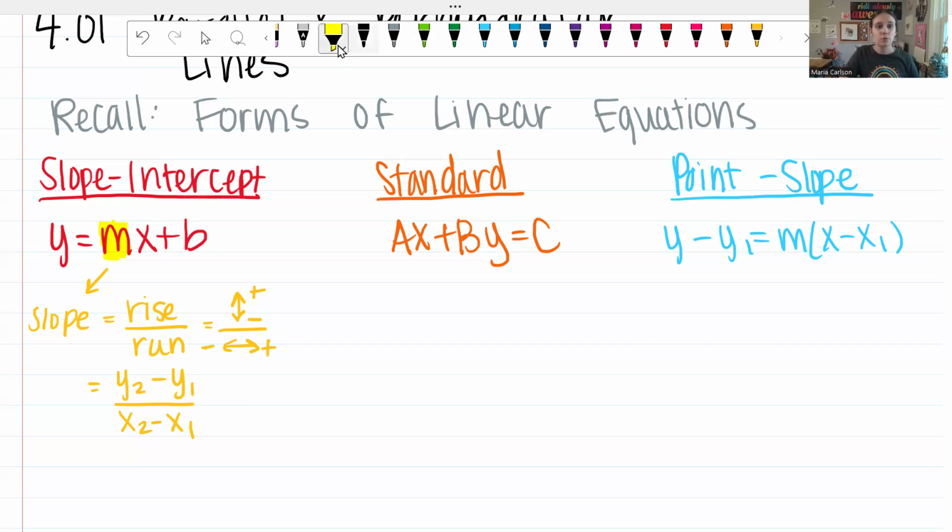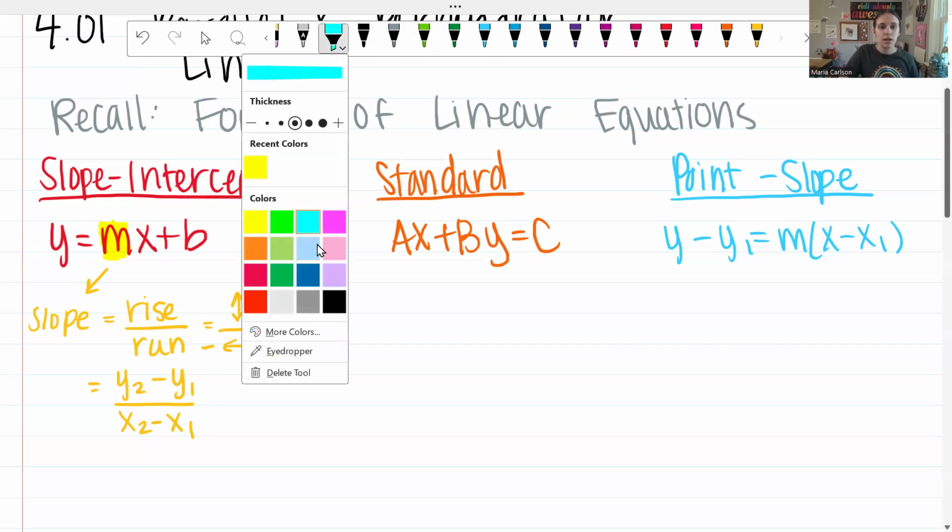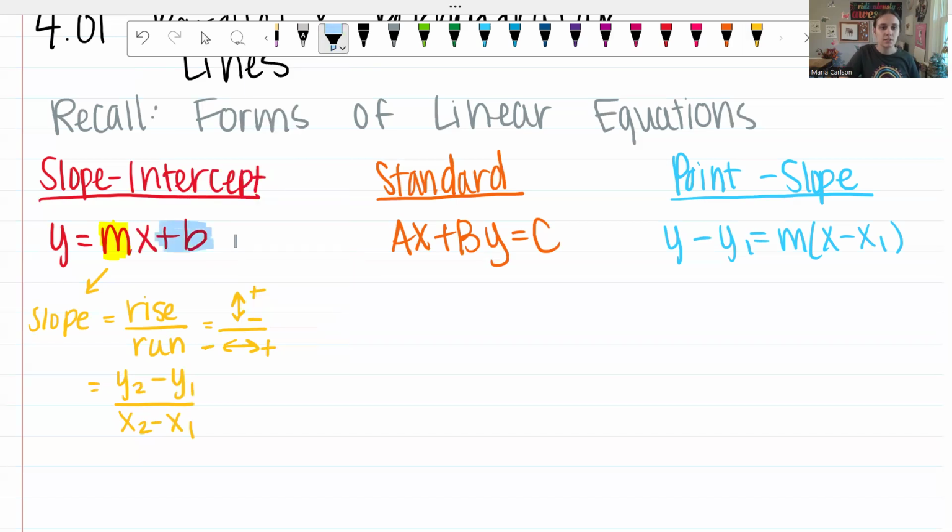So slope-intercept form tells us our slope. It also tells us the intercept of the graph. So this is our y-intercept, where we cross the y-axis. And the sign is included. This is a positive intercept if it's plus b.